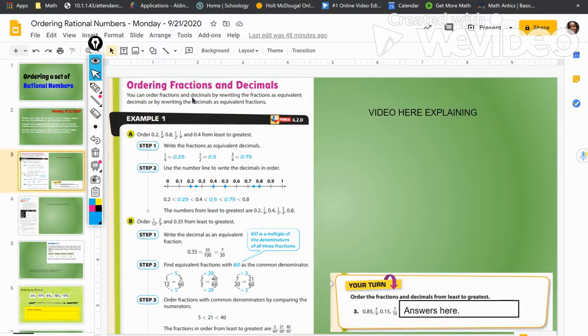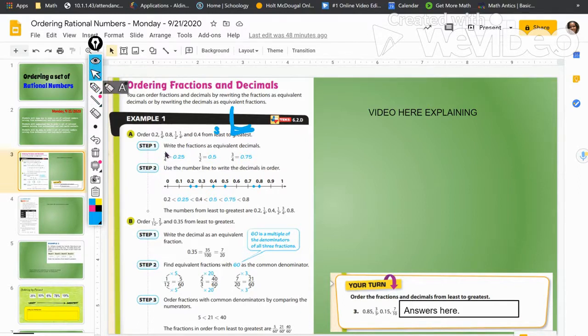It says you can order fractions and decimals by rewriting the fractions as equivalent decimals or by rewriting the decimals as equivalent fractions. So example 1a, we're going to order 2/10, 3/4, and 8/10, 1/2, 1/4, and 4/10 from least to greatest. Remember, least is the smallest amount, so it's teeny tiny, and greatest is the largest amount, so it's big. Okay, so step one is we're going to write the fractions as equivalent decimals.